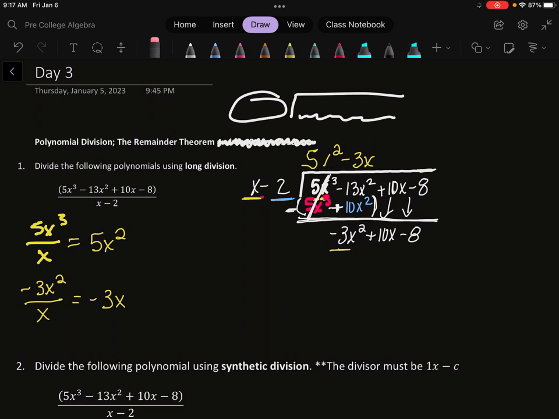I have all these colors, and I'm just trying to erase them again.